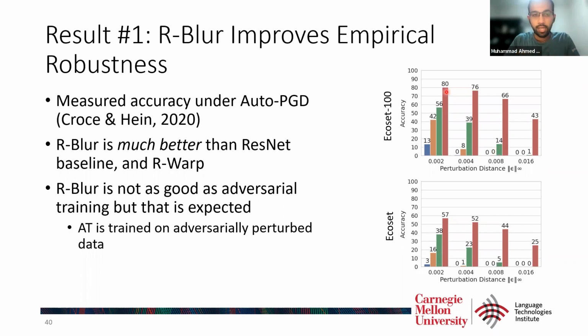Now, it is not as good as adversarial training, but that is to be expected, because, as I mentioned, evaluating adversarial training with this type of attack is sort of like giving it the test paper before conducting the test. During training it has seen images that have been perturbed with a similar attack method, so it has learned to be robust to these. Whereas it is important to note that R-blur has not seen any adversarially perturbed data during training. The robustness of R-blur is emergent. It has not learned it. It's a consequence of imposing human priors or human constraints on the model.